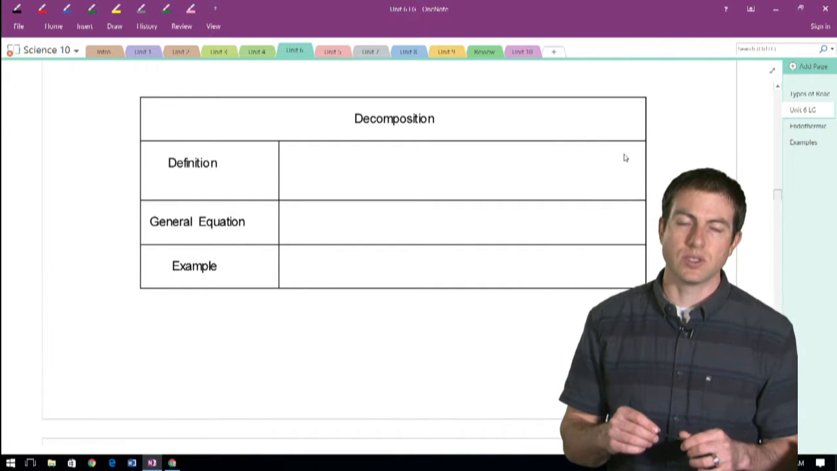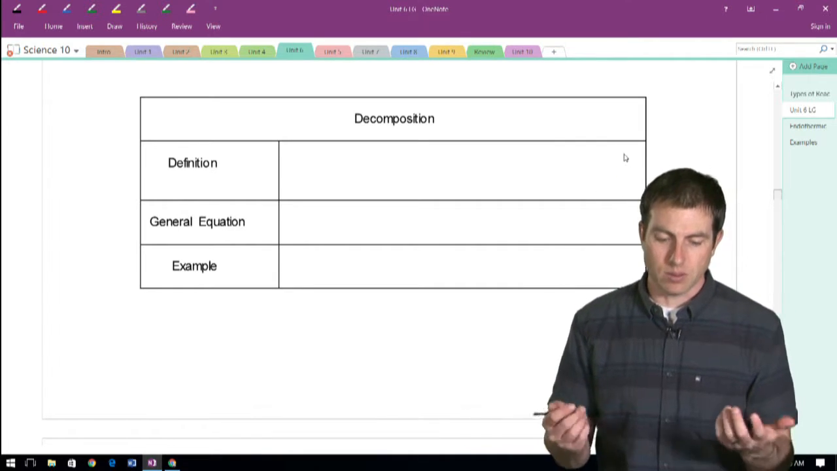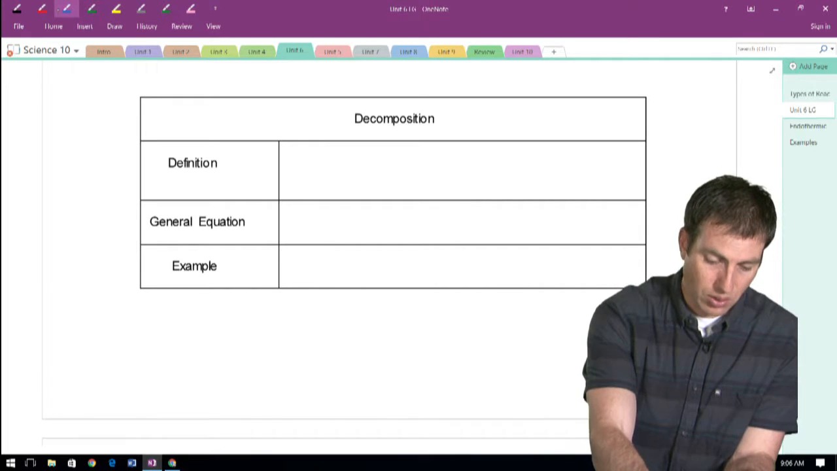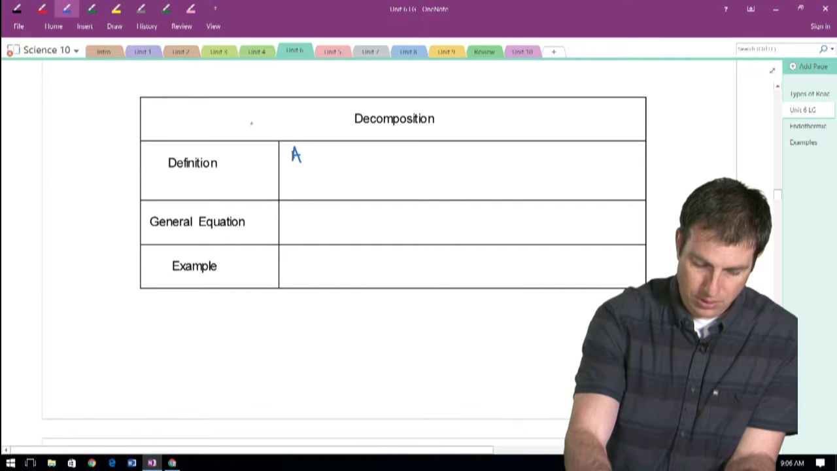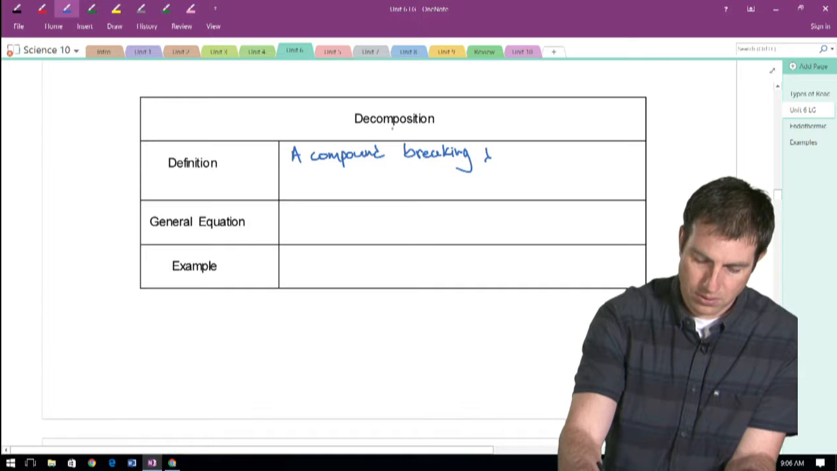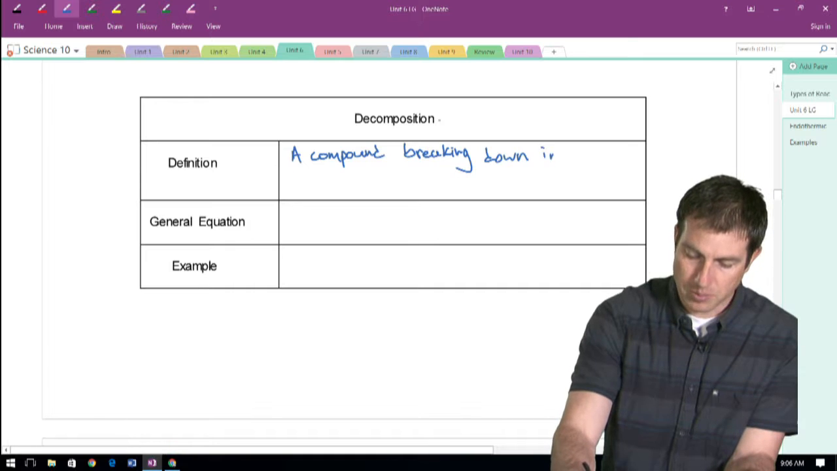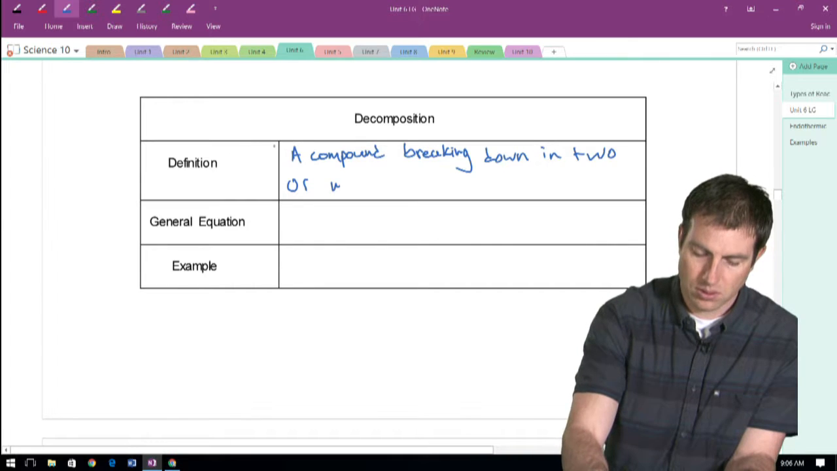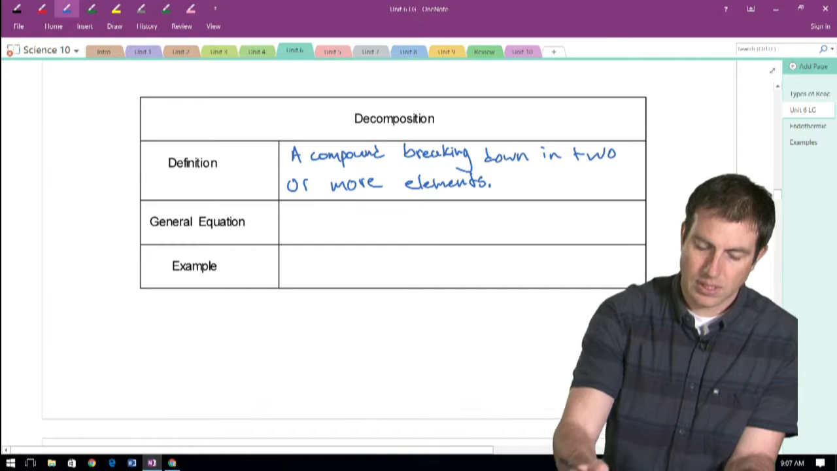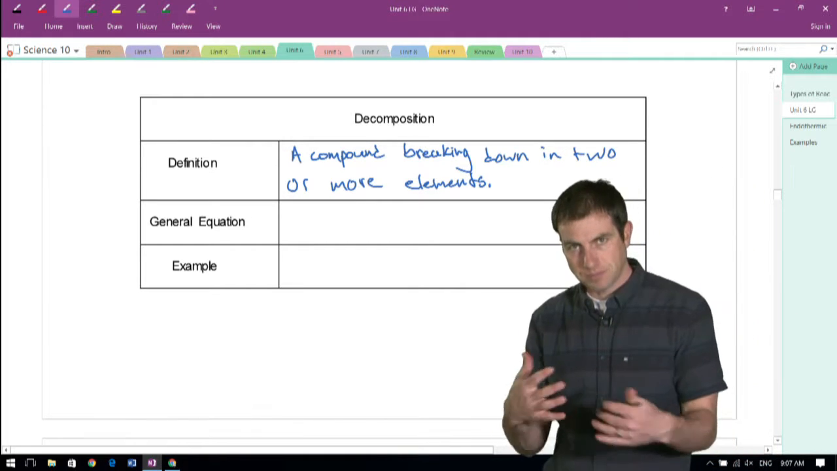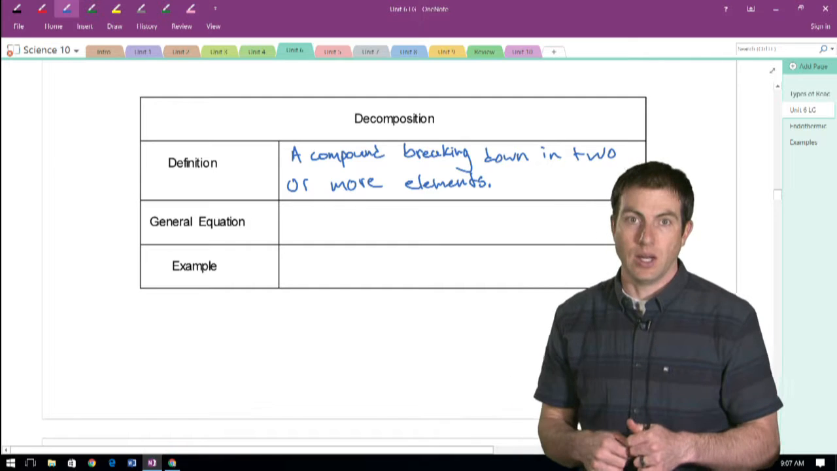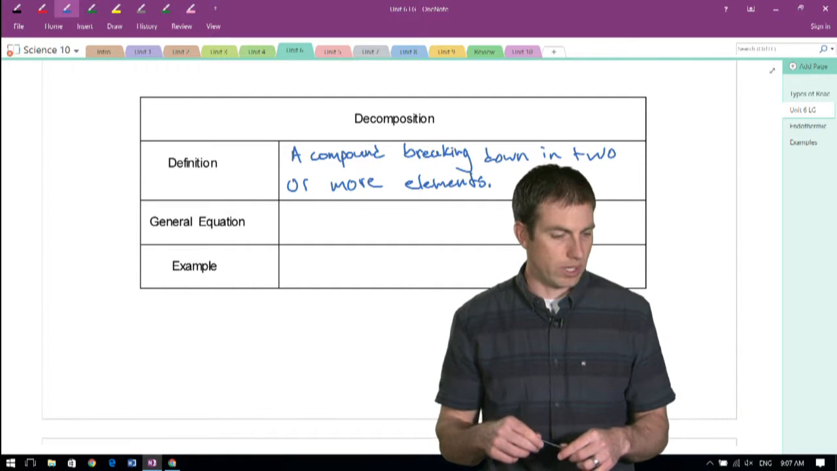So decomposition is going to be something breaking down. You're always going to have to start with a compound into 2 or more elements. So if we start with a compound, it breaks down, and we end up with two or more elements.